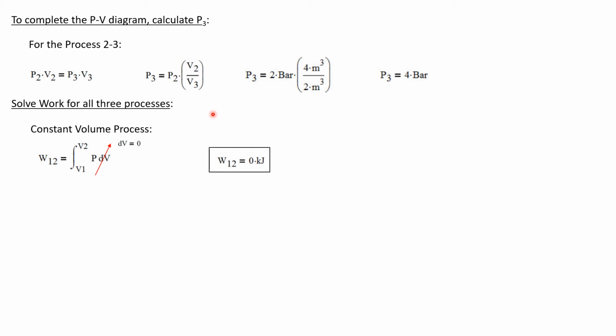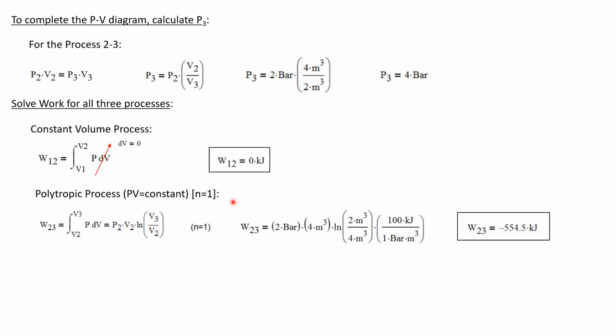Let's find the work of each process. Now, we know that work for a given process is the integral of P dV. And we have already solved this integral in previous problems and for various situations, and have turned them into algebraic expressions. So we don't have to continue to do integral calculus in solving these problems. But this one is trivial. The work is the integral of P dV, but dV is equal to 0 in a constant volume process. So the work of process 1-2 is 0 kilojoules.